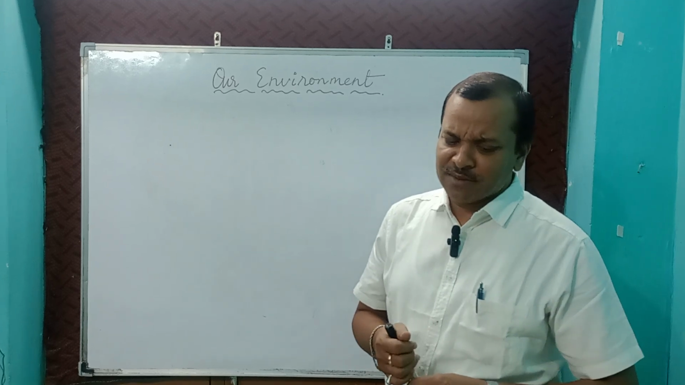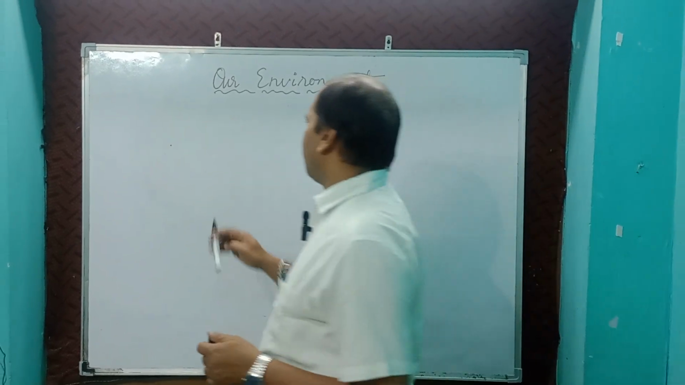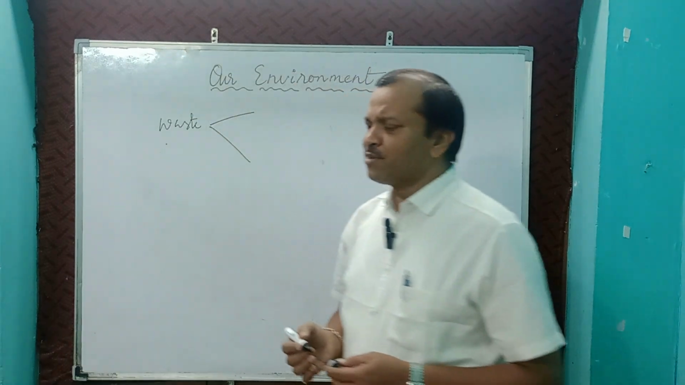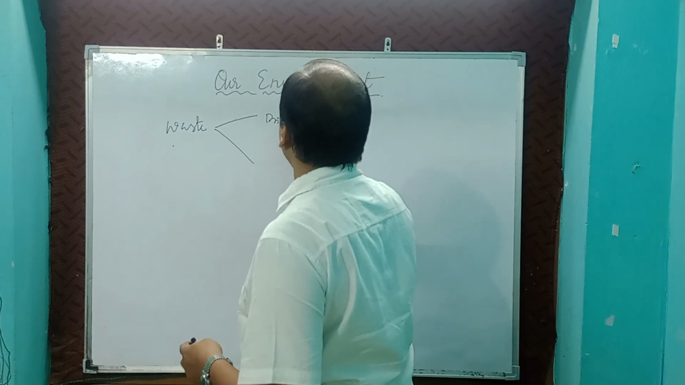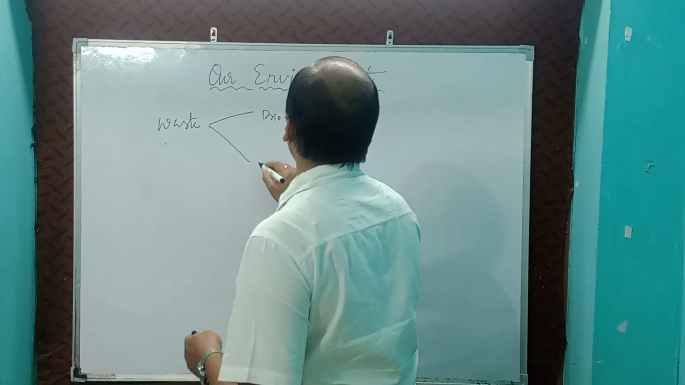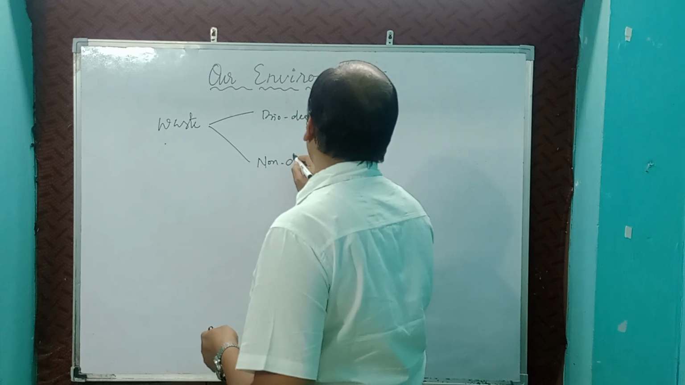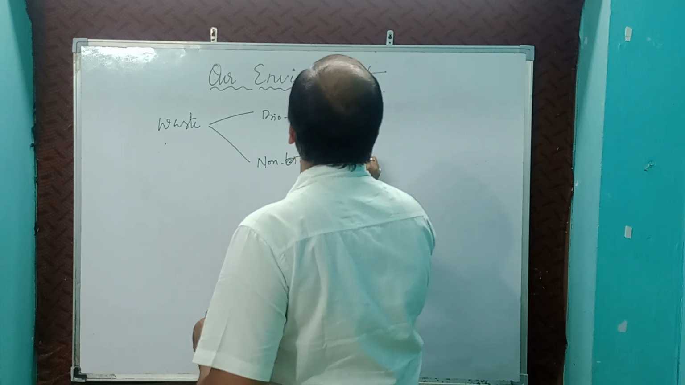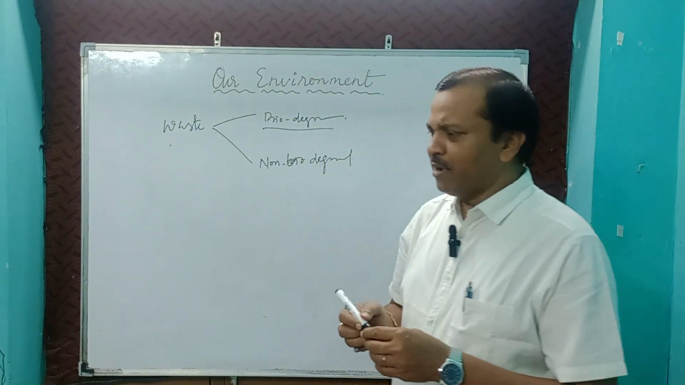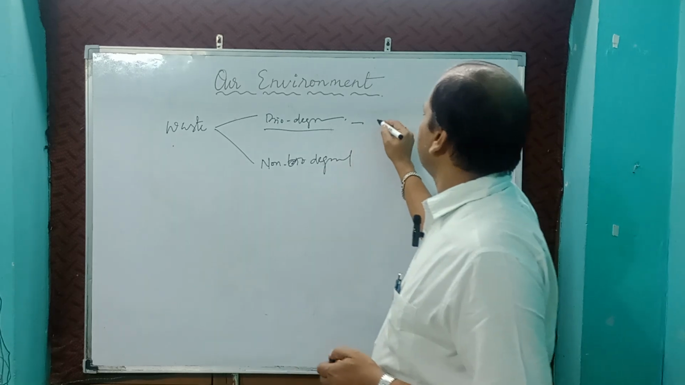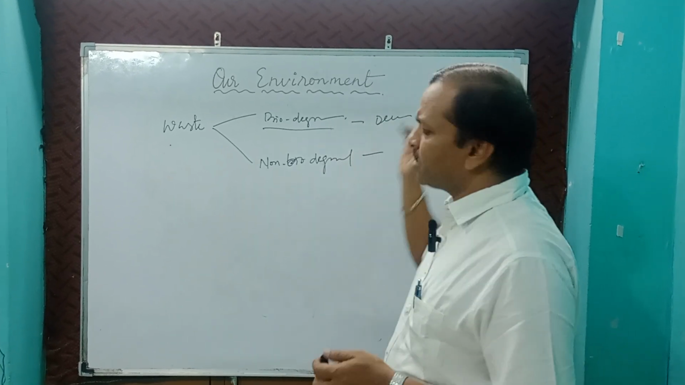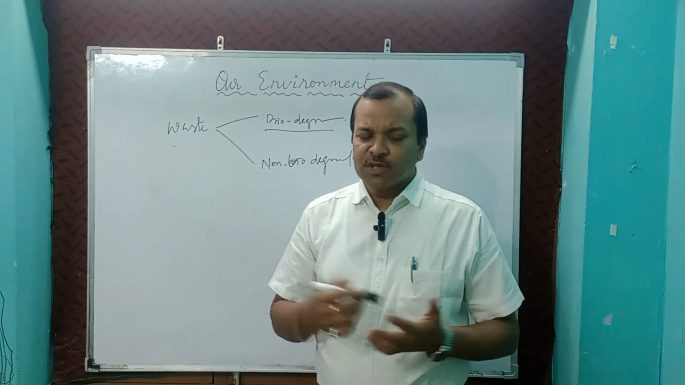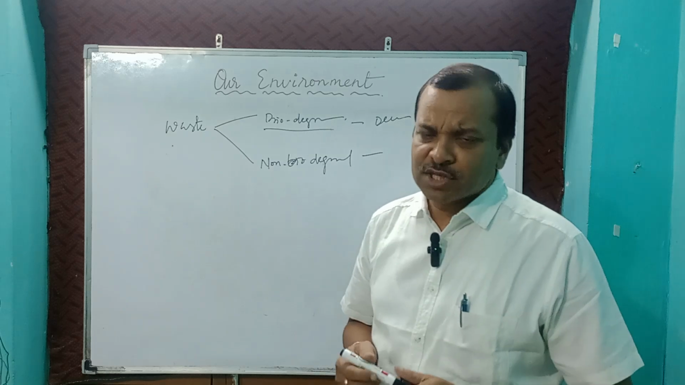Waste produced by human beings is of two types. First one is biodegradable waste, and another one is non-biodegradable. Biodegradable waste can be decomposed by decomposers, but non-biodegradable waste like plastics and polythenes cannot be decomposed by our decomposers.